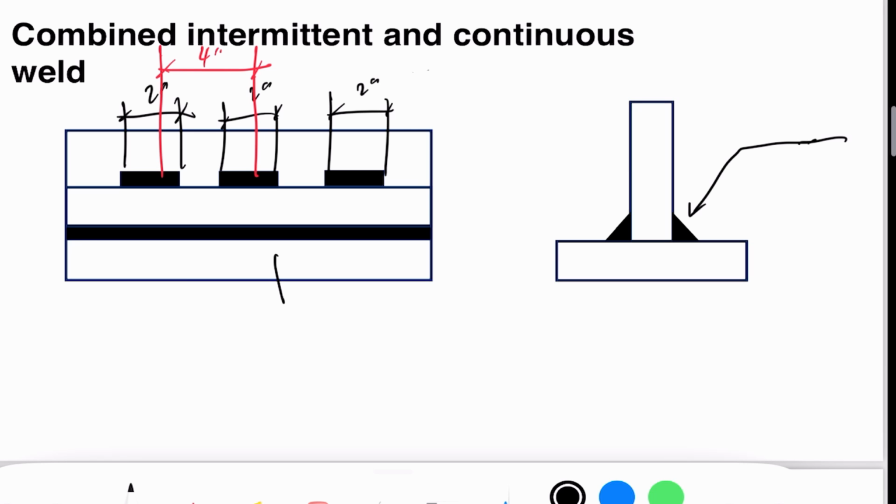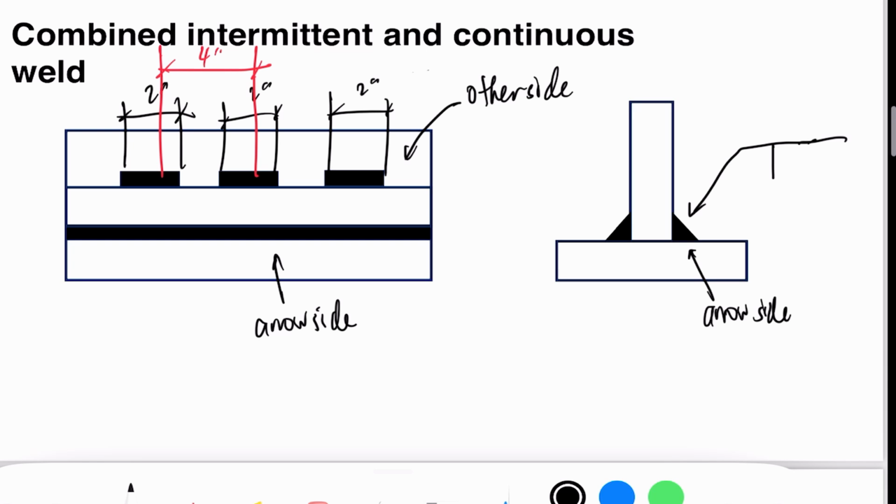So if it is the arrow side, and this is the other side, consequently this is the arrow side, you can put the welding symbol as follows. So the weld size is still 1/4, so you can write the 1/4 inch on the left side.